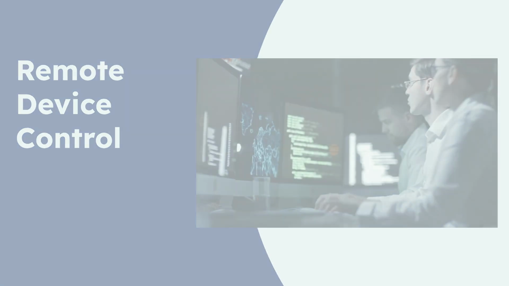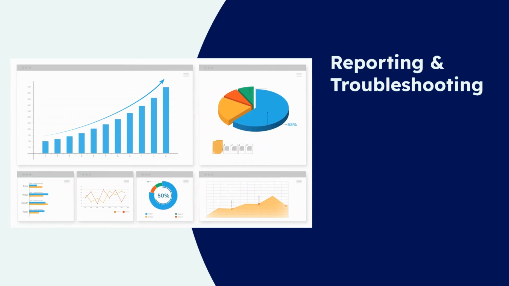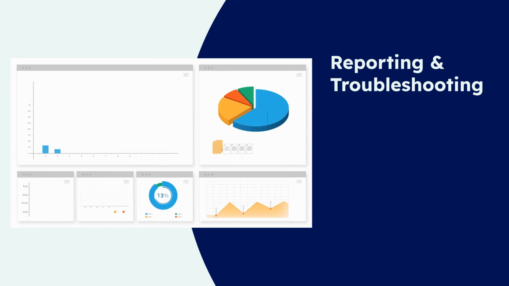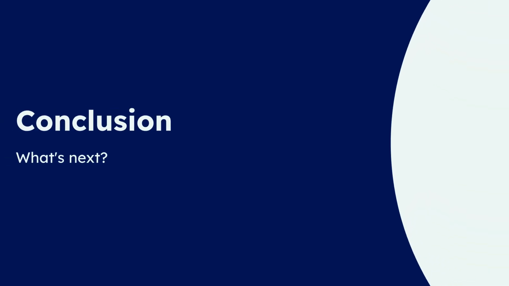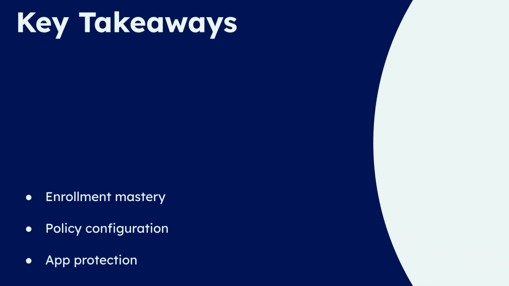access to the device. Intune's reporting feature is key for monitoring device health and compliance and provides essential information for basic troubleshooting. That brings us to the end of part 2. You should now have a strong grasp of Intune's device and application management capabilities. Remember the key takeaways: device enrollment, configuring profiles for compliance, and securing corporate data with app protection policies.